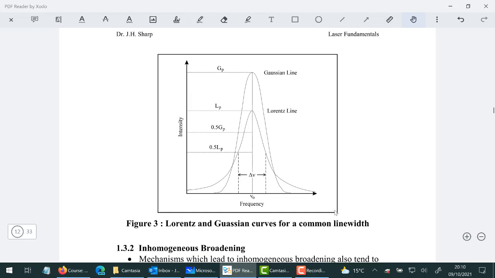So here's a graph of two distributions, a Lorentzian distribution and a Gaussian. We'll see why I'm talking about Gaussian distributions in a second. They are given for the same line width, and what we'll see is that the Lorentzian line has much wider shoulders than the Gaussian. The Gaussian is much narrower for the same value of delta nu.